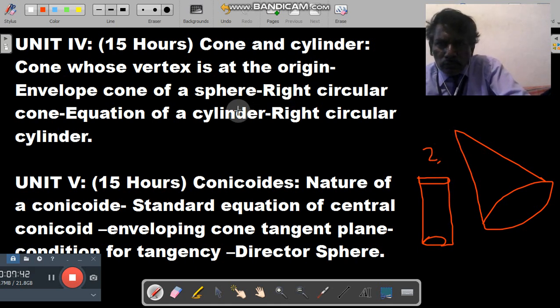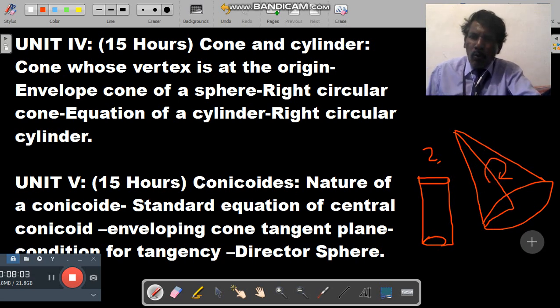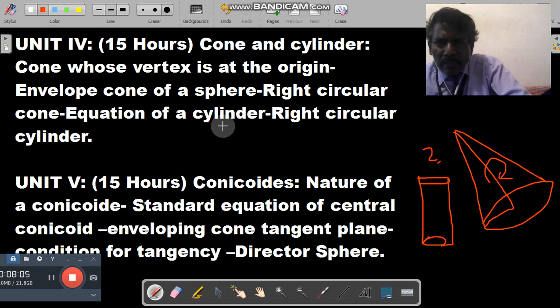Then how to find the enveloping cone of a sphere. A sphere will be given, and how do we make the cone out of that. Similarly, the right circular cone. If you rotate, you get a cone. So the right circular cone and the right circular cylinder, everything we are going to study here.